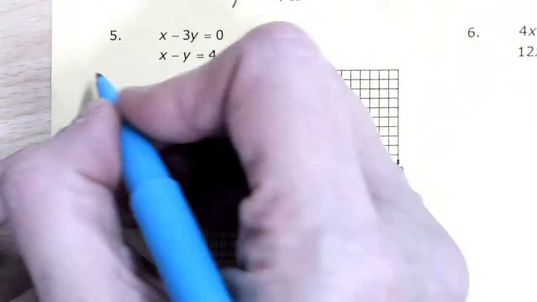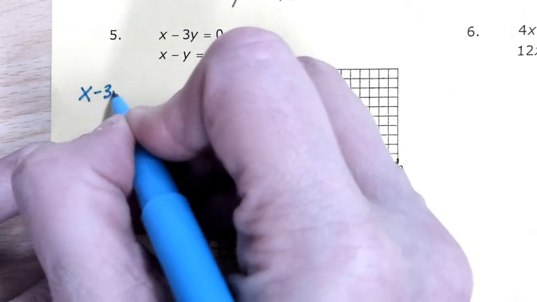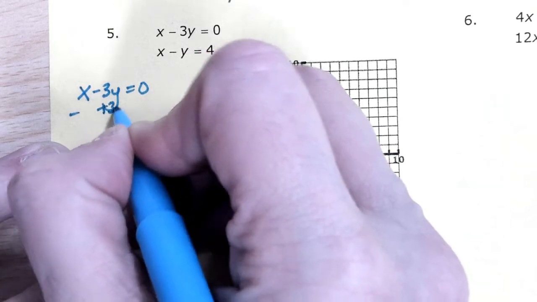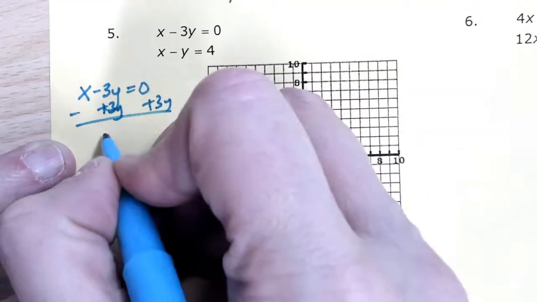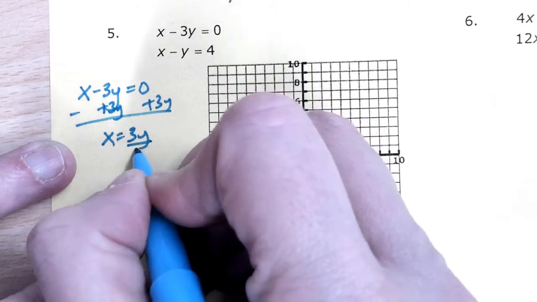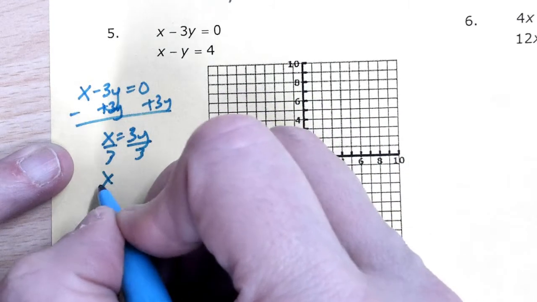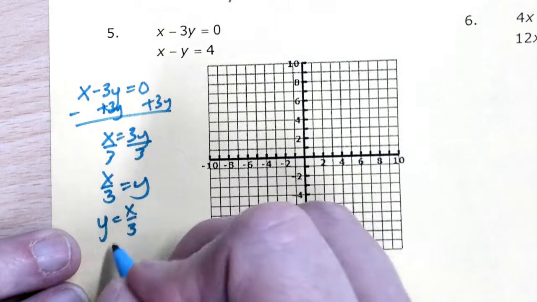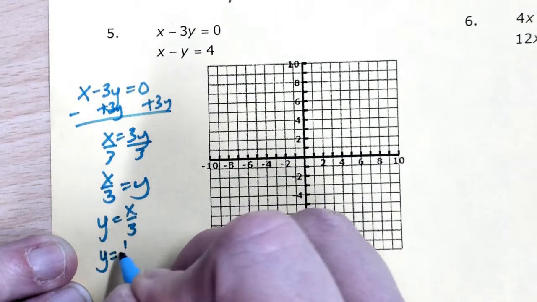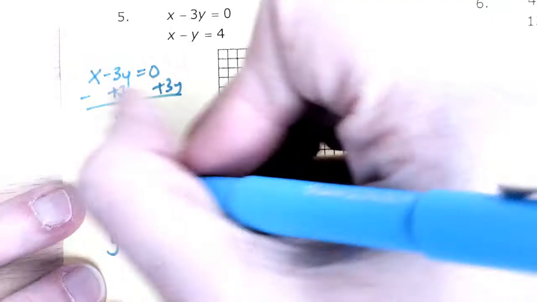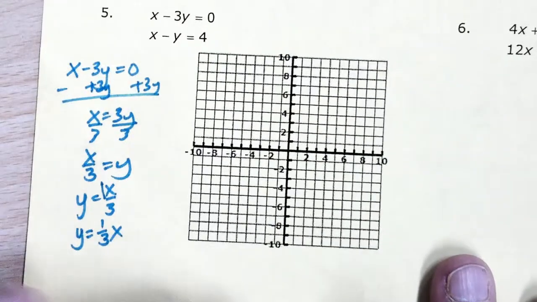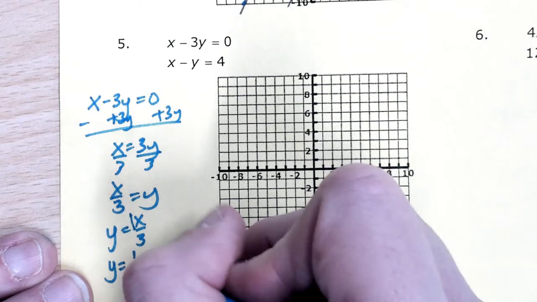If I wanted to do it that way, I would say x minus 3y equals 0. And, well, I have x equals 3y. x over 3 equals y, which means y equals x over 3, which means y equals 1/3 x. Okay, because remember there's an invisible 1 in front of that, and then I can just pluck the x off and stick it next to it. Okay, so for this one, my slope is y equals 1/3 x plus 0.